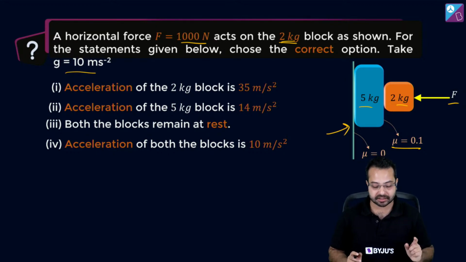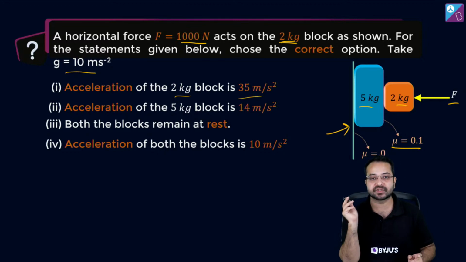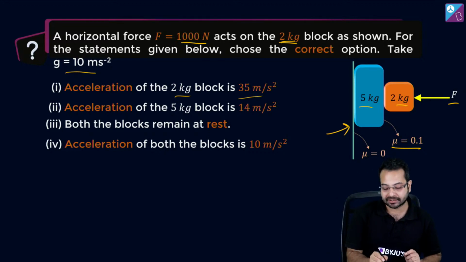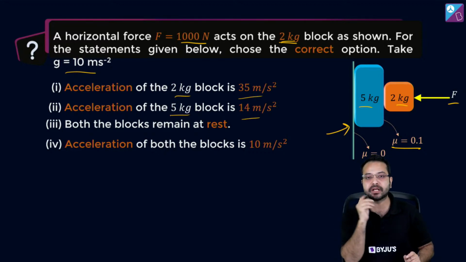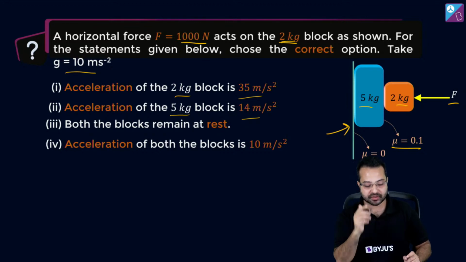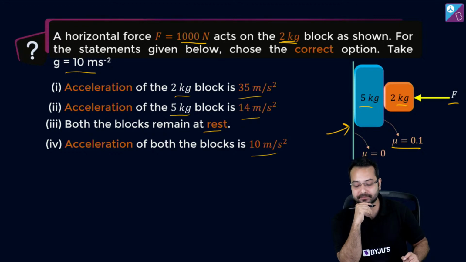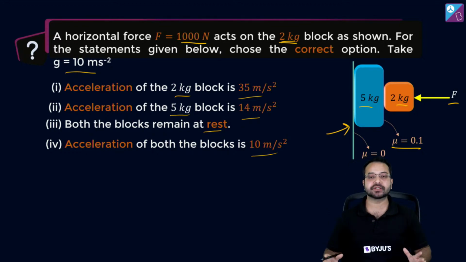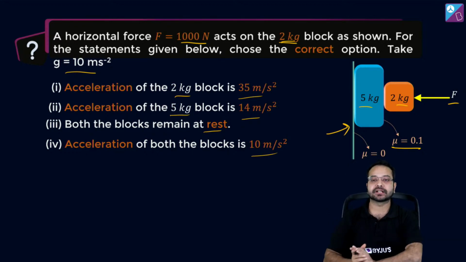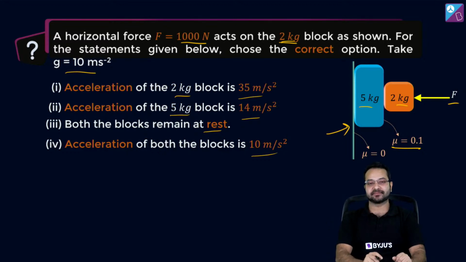The options are: number one, acceleration of the 2 kg block is 35 meter per second square. Second option, acceleration of the 5 kg block is 14 meter per second square. Third, both the blocks remain at rest. Fourth, acceleration of both the blocks is 10 meter per second square. Are you able to understand this question? Is the question clear? If the question is clear, please give it a shot. Tell me what is going to be the right answer.